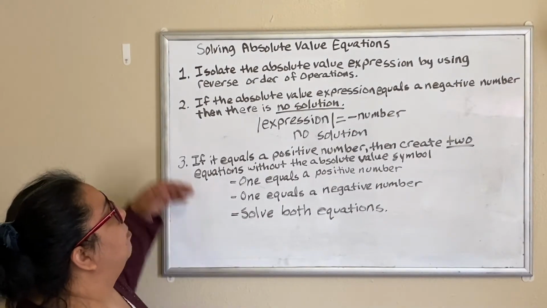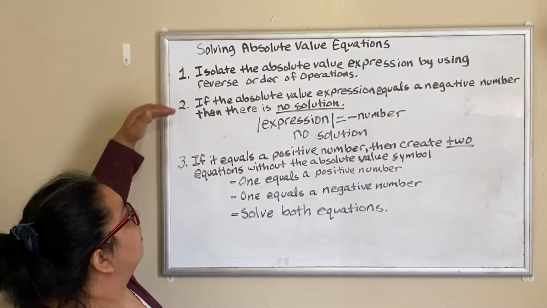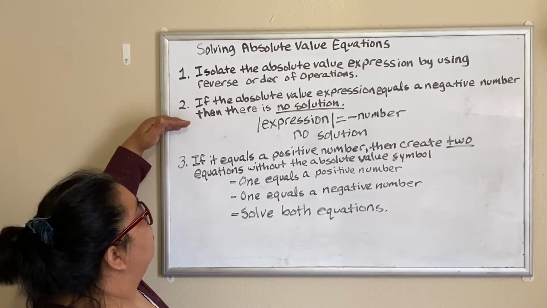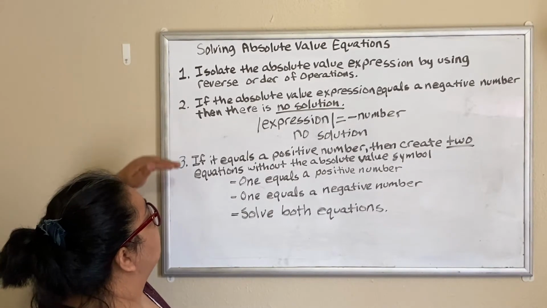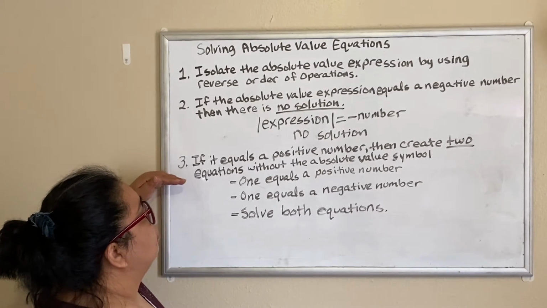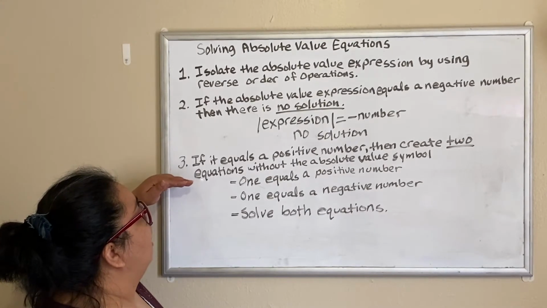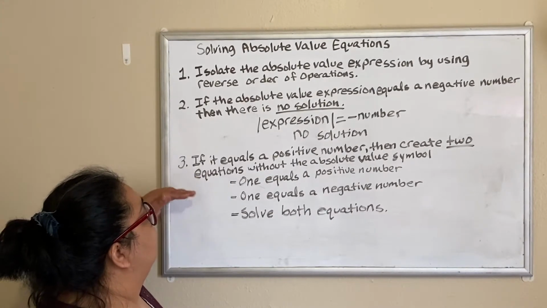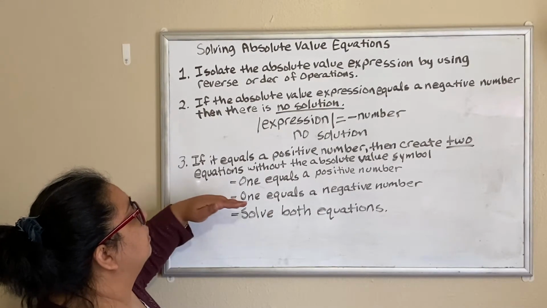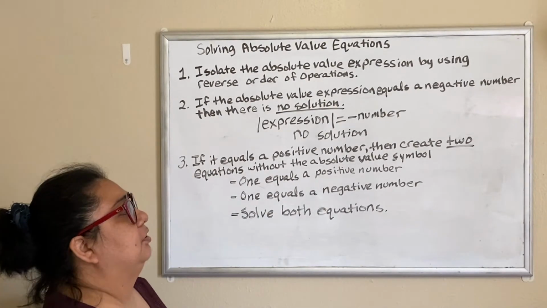So just to recap, isolate the absolute value, check to see if it's positive or negative. If it equals a negative, it's no solution. If it equals a positive, you need to do two equations, one without the absolute value where it equals a positive, another without the absolute value where it equals a negative, and solve both equations.